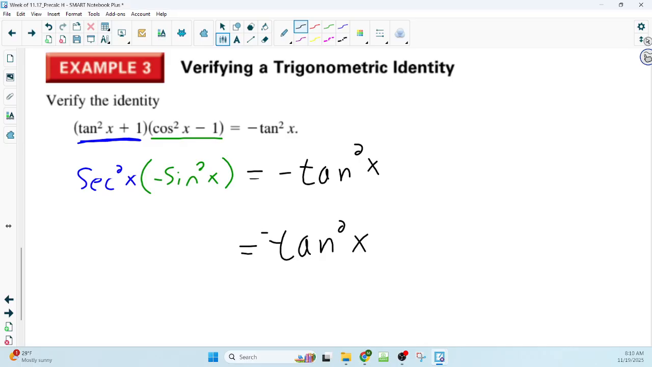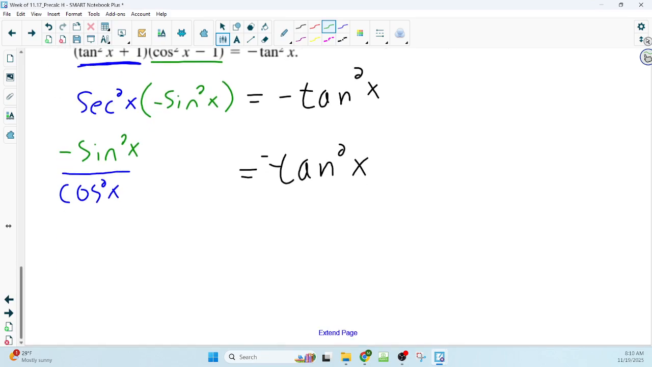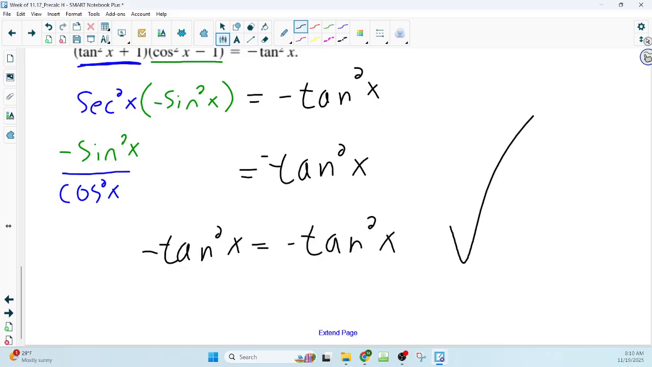So secant is cosine's reciprocal. So that's 1 over cosine squared of x. And sine is still just, I guess I could just put that up here now, right? You see it? That's really good because what is sine over cosine? Tangent. So I have negative tangent squared of x. Always write this last step. Equals negative tangent squared of x. And that's it.